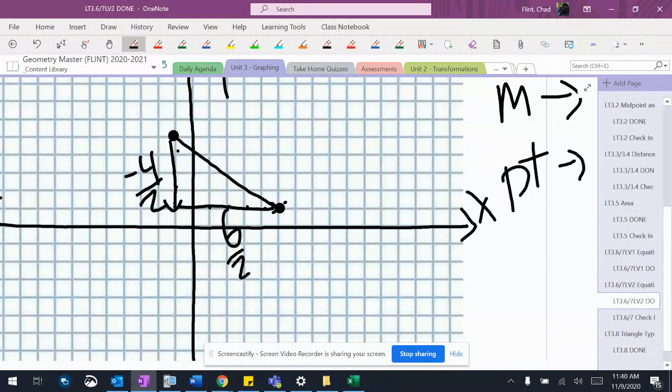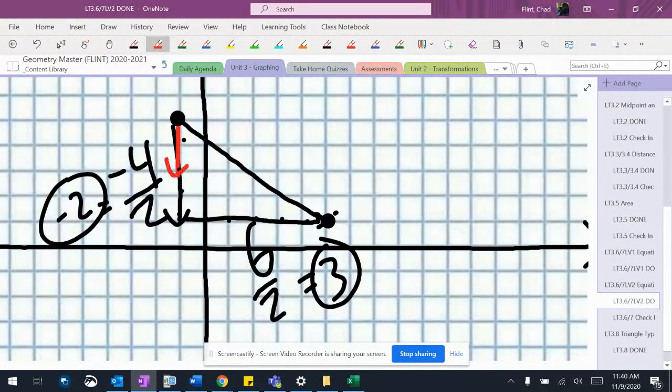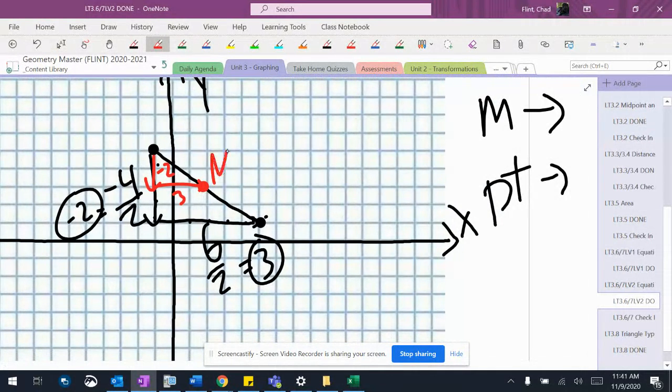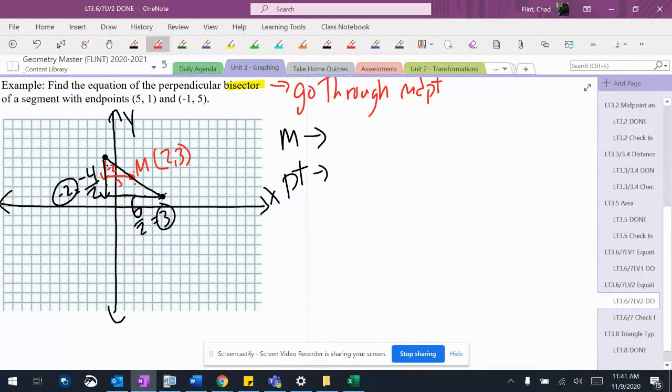To find a midpoint, I chop them both in half, and that tells me how to get to the midpoint. So I'm supposed to go down 2 and then right 3 to get to the midpoint, which will be located right there. So that's my midpoint. I'll call it M, the midpoint, and it's at (2, 3). That is the point that my new line has to go through, because it bisects this line. So you cannot use (5, 1) or (-1, 5) because the line doesn't go through those points.